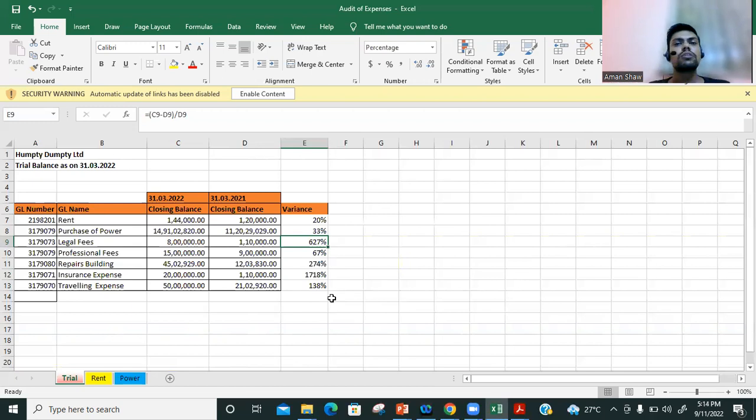So you will apply a similar approach. You will see the ledger, you will see all the invoices, you will try to understand what the cases are for which they are paying the amount, and whether it relates to the proper period or not, and that is how you check.